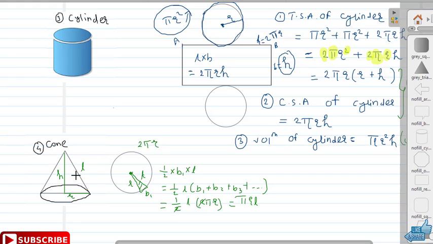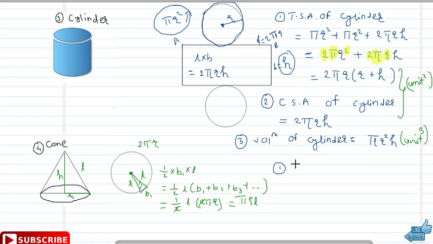Why did we first calculate the CSA of the cone? Because for the TSA of a cone, we have to add all this, correct? So now we are writing properly, one by one. Number 1, TSA of cone, that is curved surface area plus area of the base circle.